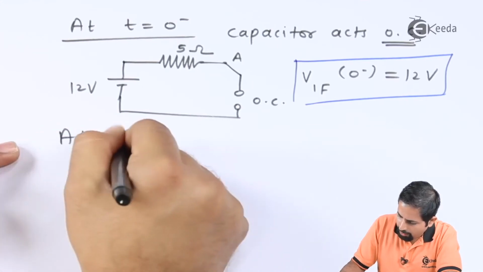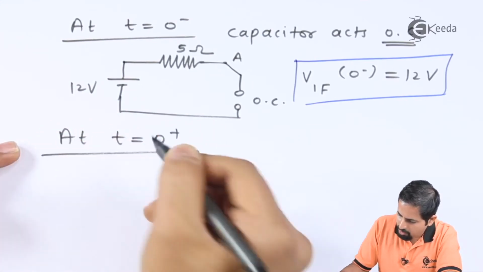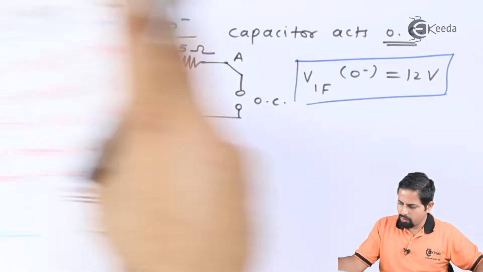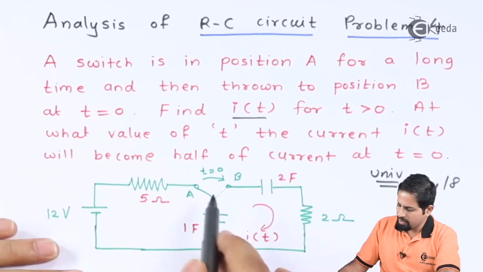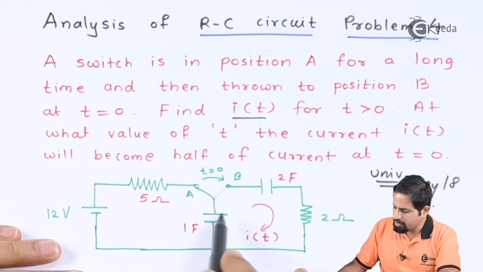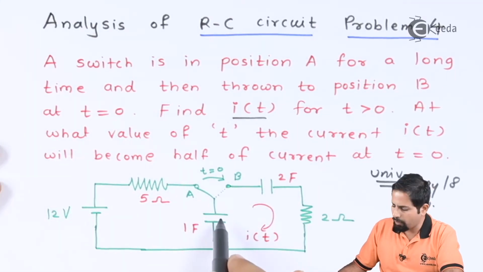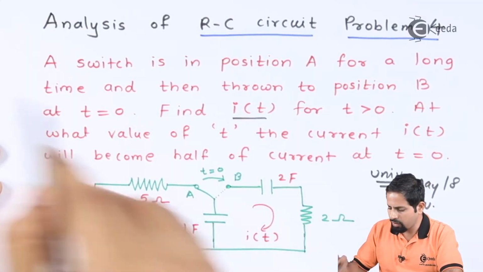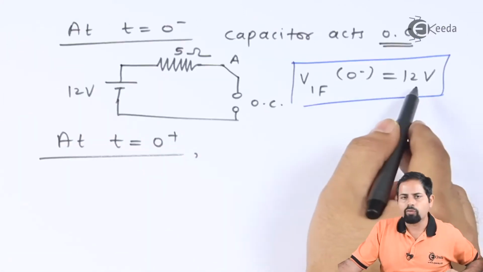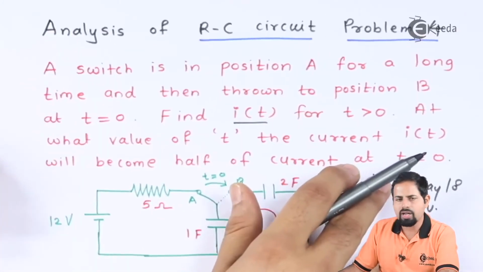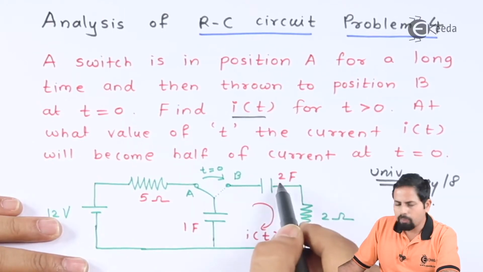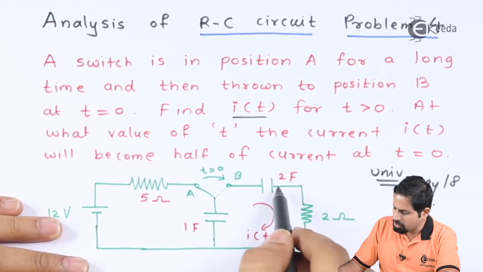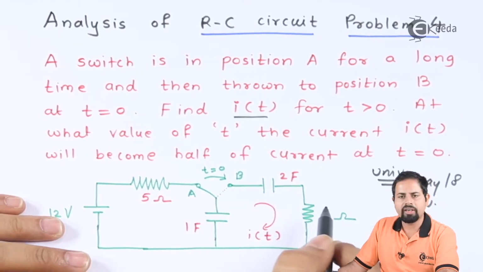Let's move on. At t equal to 0 plus, this switch will move to position B. We are familiar with this. When it moves to position B, this capacitor at time t equal to 0 plus is going to act as a voltage source whose value will be 12 volts. This is from the initial conditions of the capacitor. And then at time t equal to 0 plus, the other capacitor will act as short circuit and the rest of the circuit will be as it is.